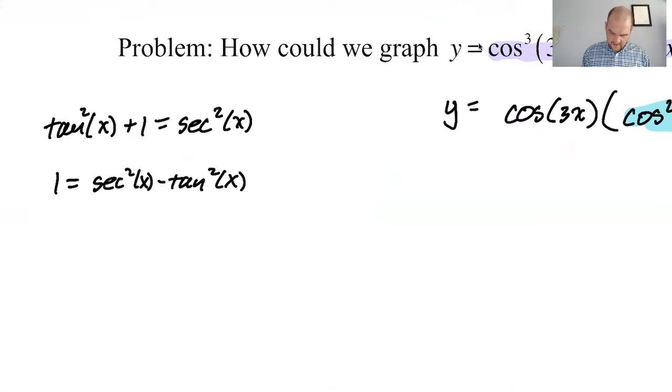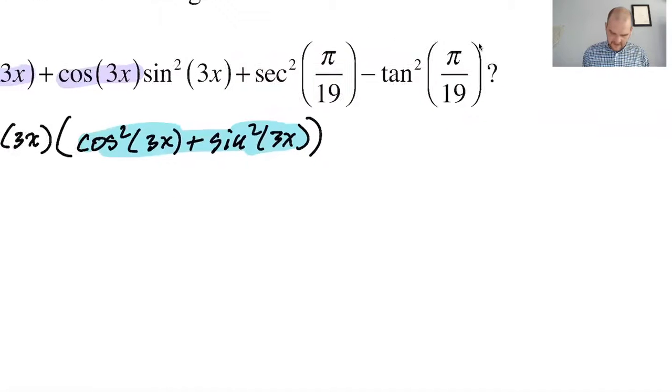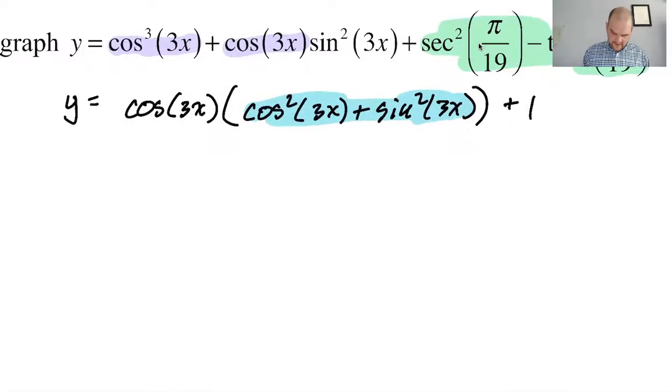So we got this. So let's see. I have this is the case. So when I go over here, I see secant squared minus tan squared of the same thing. So that's actually going to be 1. So I'm just going to say plus 1. And then this was a 1. So y equals cosine of 3x plus 1.